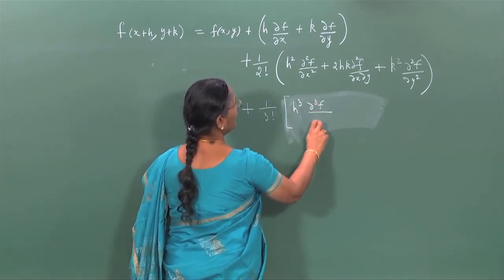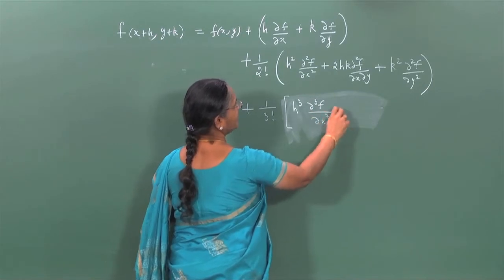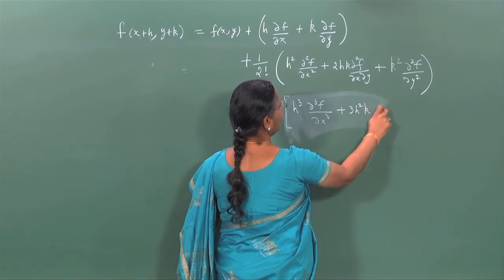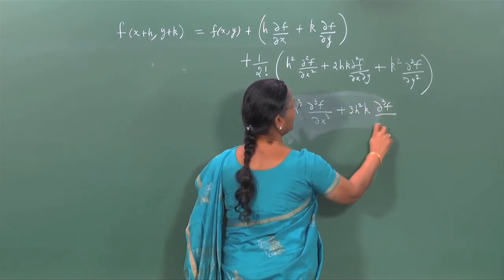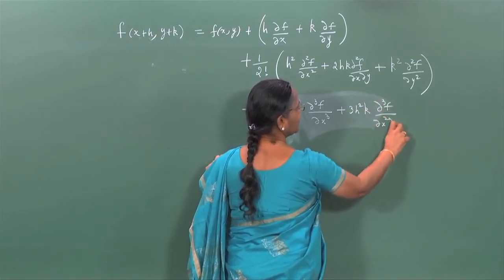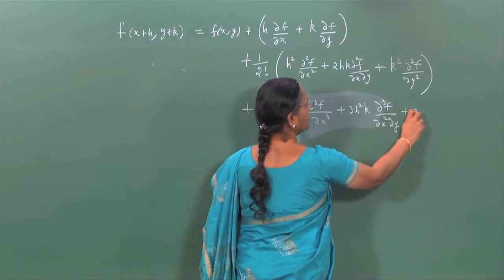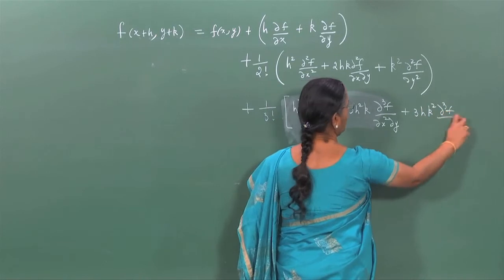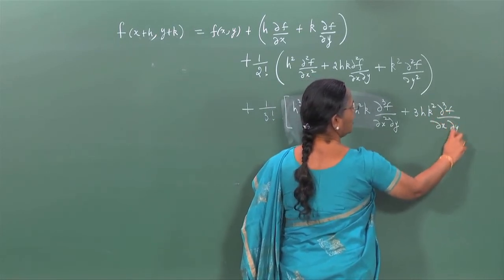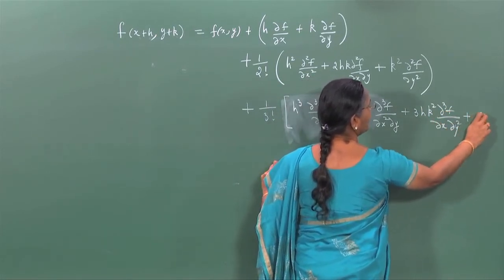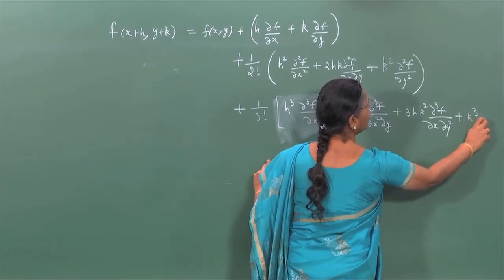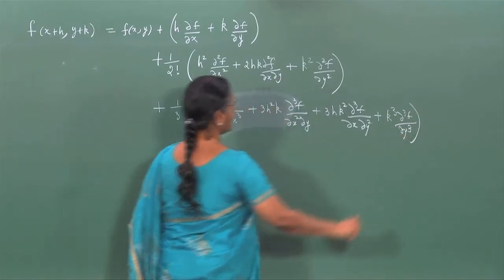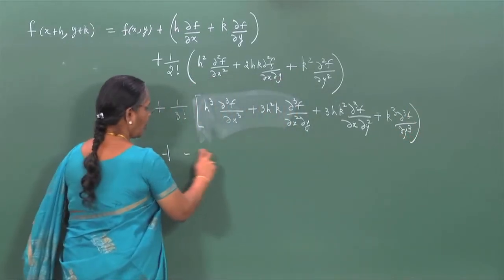Let us write down the third term, which is 1 by 3 factorial, h cubed into the third derivative of f with respect to x, plus 3 h square k into the third derivative of f with respect to x twice and y once, plus 3 h k square into the third derivative of f with respect to x once and y twice, and then k cubed into the third derivative of f with respect to y thrice, and so on.